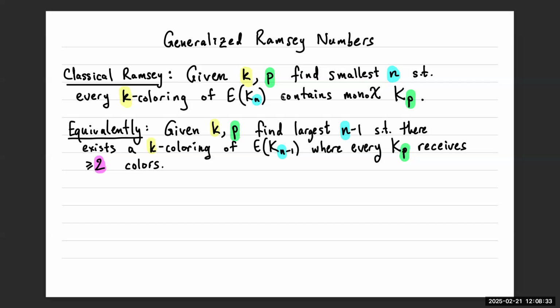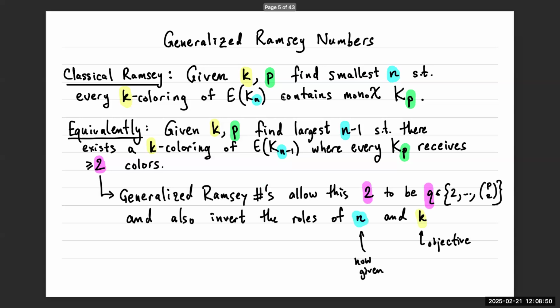Right. So you're looking at it from this direction. You want to find the largest n, or the largest complete graph that you're able to color with 3 colors, so that every copy of a triangle, say, receives at least 2 colors.